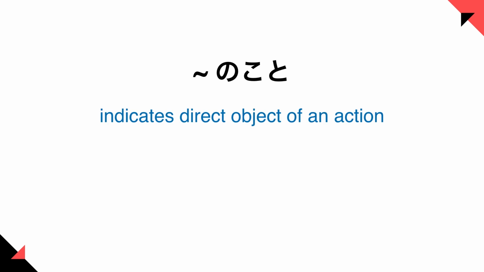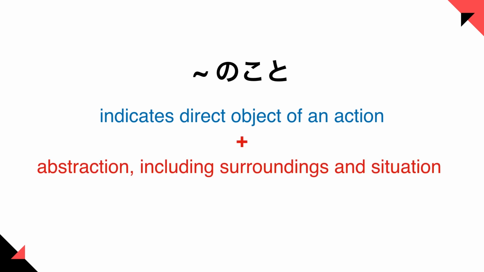Alright, so let's dive into のこと, what it actually means. のこと actually indicates direct object of an action, just like お. However, the difference is that のこと has a meaning of abstraction, including surroundings and situation of the target. What do you mean by that? Let's look at an example.